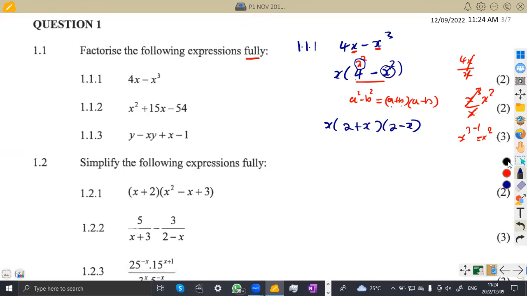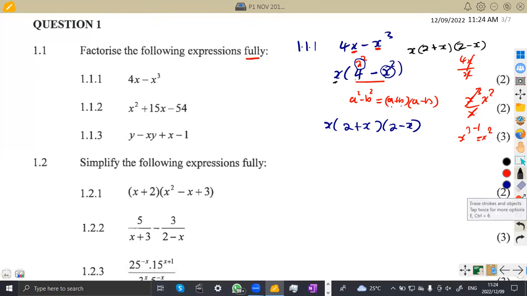Or you can simply use the square root concept: the square root of 4 is 2, the square root of x squared is x. So one bracket is going to add the square roots, another bracket is going to subtract the square roots, but don't forget the x that is outside of the bracket. So it's another way that you can use.